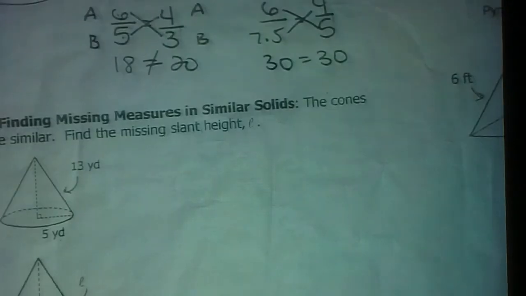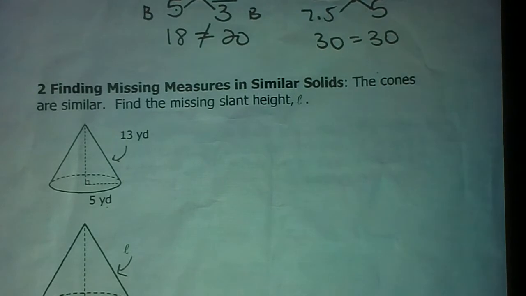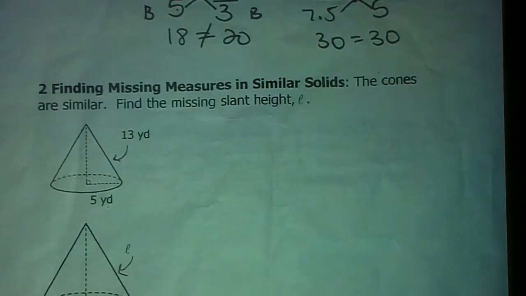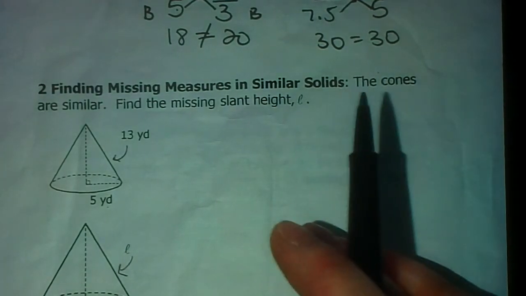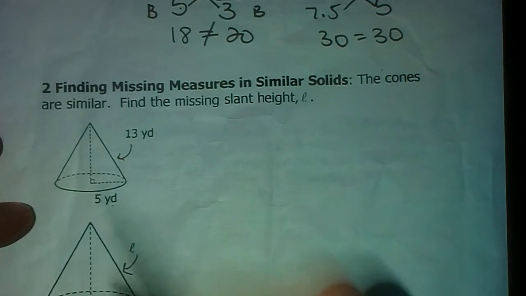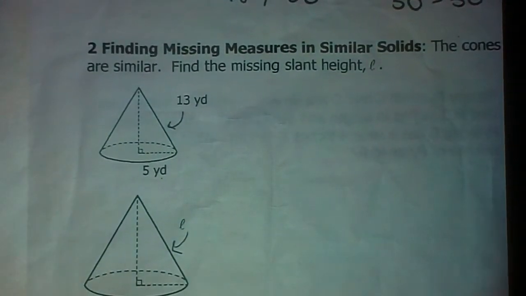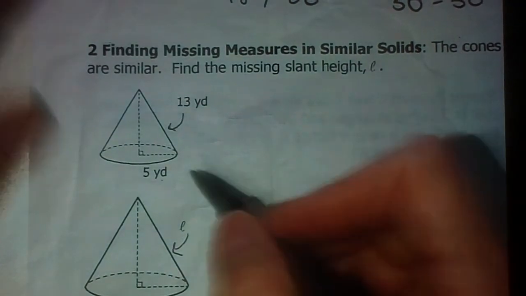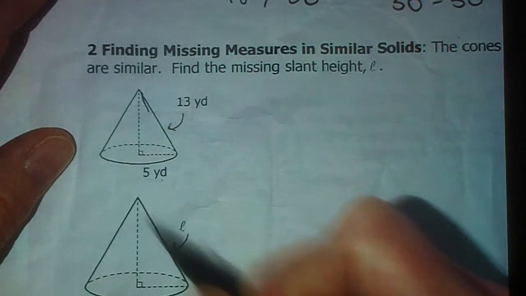All right, next step, we are going to try to find missing measures in similar solids. You've done this with 2D shapes. Now we're going to apply it to 3D shapes. We're going to use a proportion just like we used in example 1 when figuring out if they were similar or not. So here are 2 cones. We want to know what the slant height of this bottom cone is, assuming that they are similar to one another. It says the cones are similar. So, here we go. This 13 is the slant height, and that corresponds with this slant height.